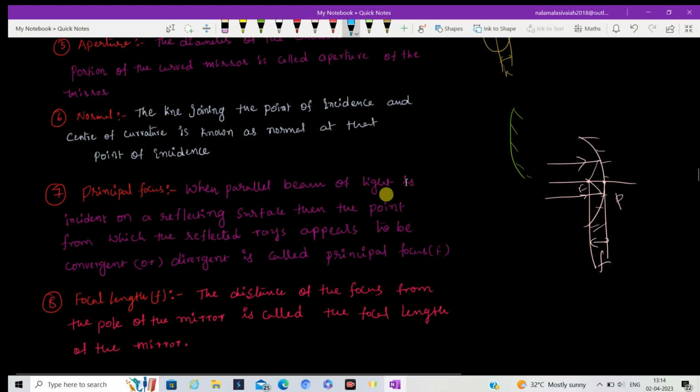Take the convex mirror. If light rays are coming from infinity, after reflection those light rays diverge like this. Here are the pole, focus and center of curvature. If you extend the divergent light rays, they meet at one point. That is the focus. So we can consider this for the concave mirror and this for the convex mirror.